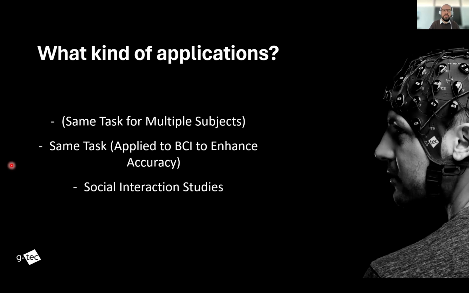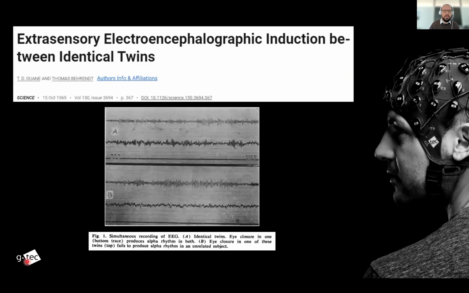And then you can also have social interaction studies, studying how people synchronize their brains when performing a particular task, or for example, the interaction between a mother and the son or the daughter, or a married couple, or even twins, or a team that is working together to solve an issue. So these are the kinds of applications which you'll be able to see.